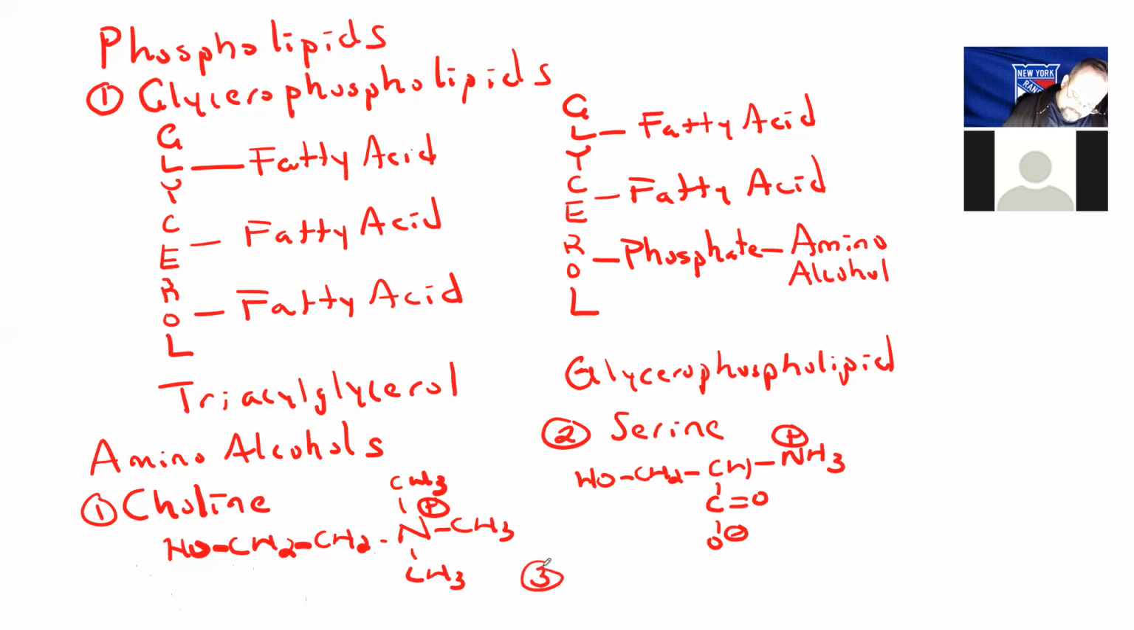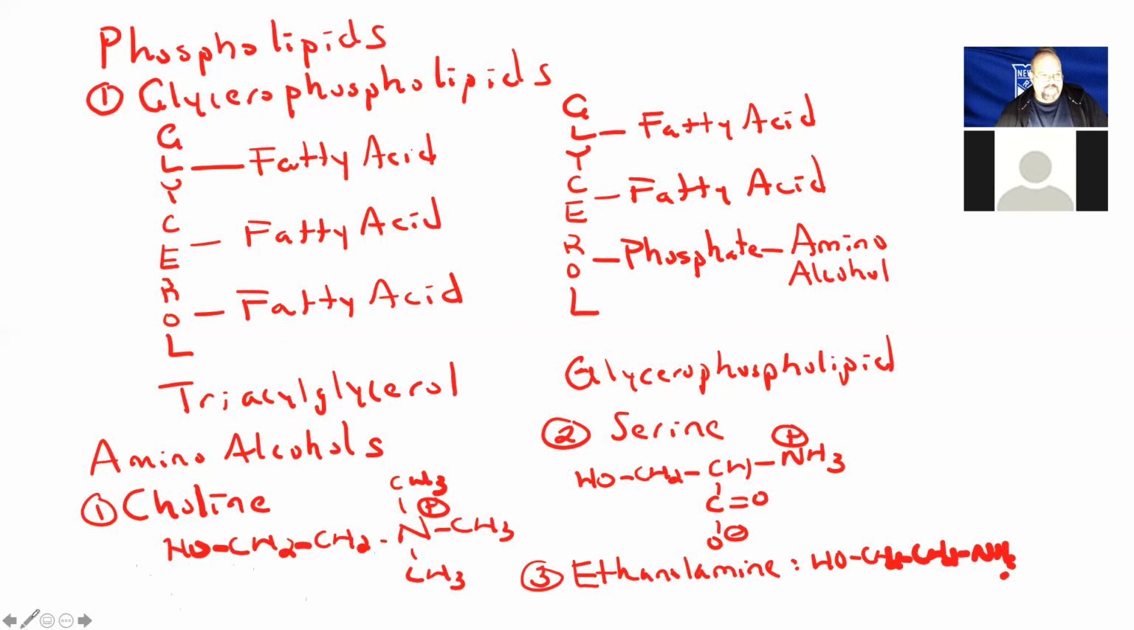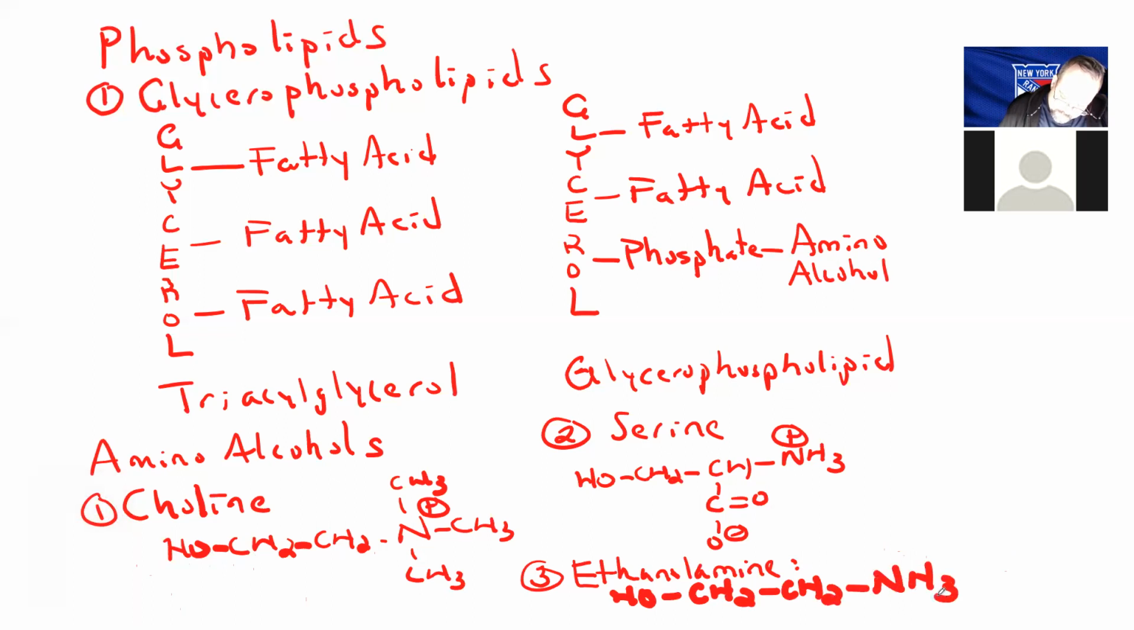And then finally, the third one you come across is what is known as ethanolamine. For ethanolamine, you have OH connected to CH2, connected to CH2, connected to NH3, and that didn't come out so well, so let me redraw. Right. So for ethanolamine, you have OH connected to CH2, connected to CH2, connected to NH3.